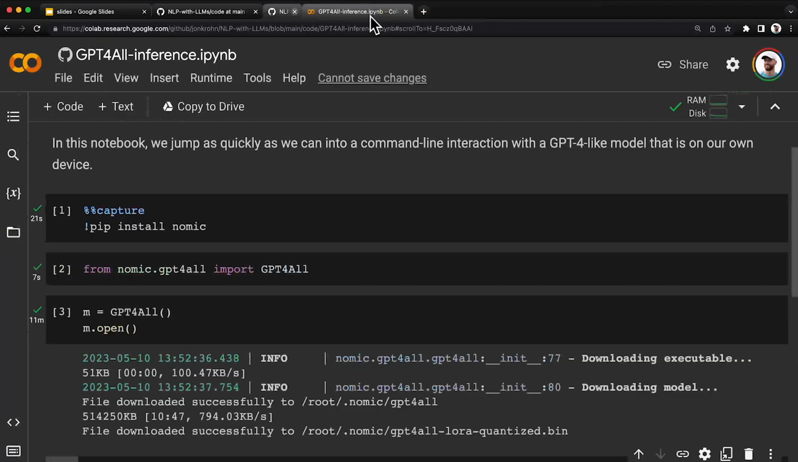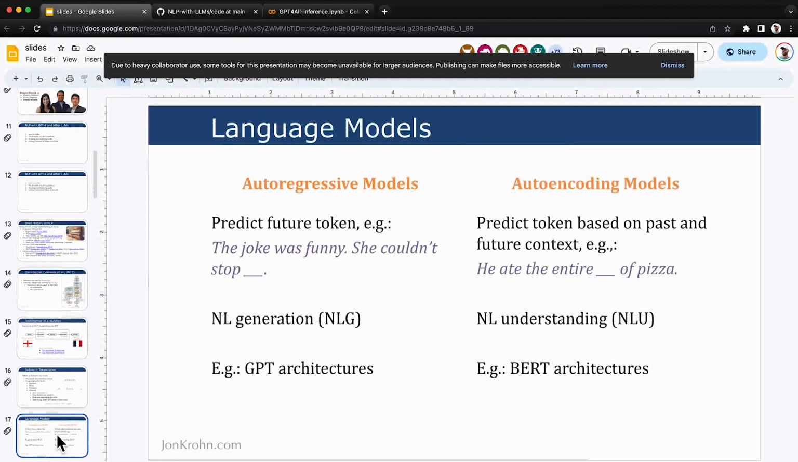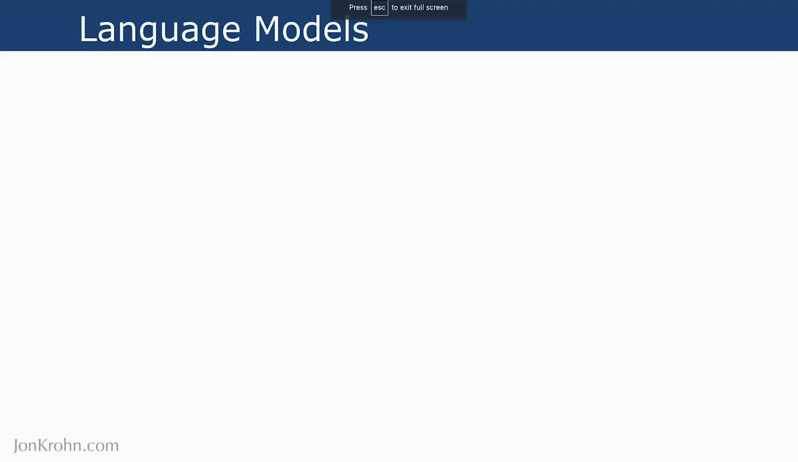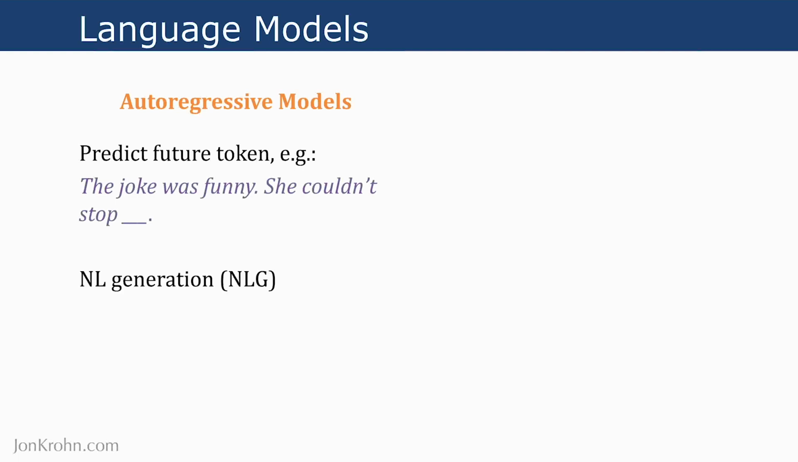That gives you a little bit of a glimpse of Hugging Face and some of the other key content that we need. So going into more detail on the key kinds of language models that we have today, there are autoregressive models, and GPT is actually one of these. So what does it mean? With autoregressive models, we predict a future token. For example, with this sentence, the joke was funny, she couldn't stop blank. Autoregressive models predict what the final token should be at the end of a string, and that's it. And so autoregressive models are great for natural language generation, for example, GPT architectures like the GPT-2 architecture that we were just using.